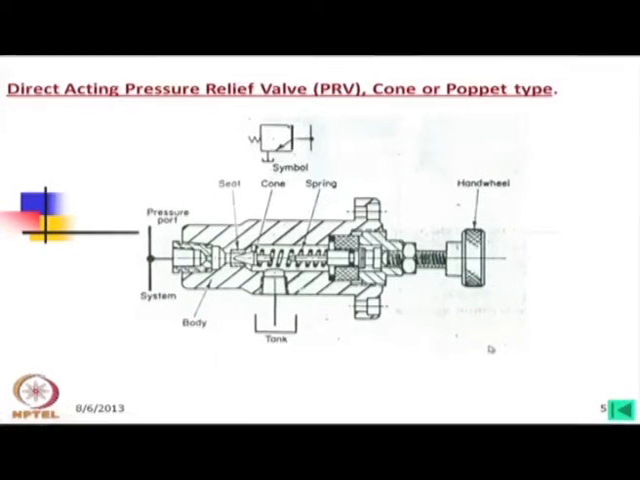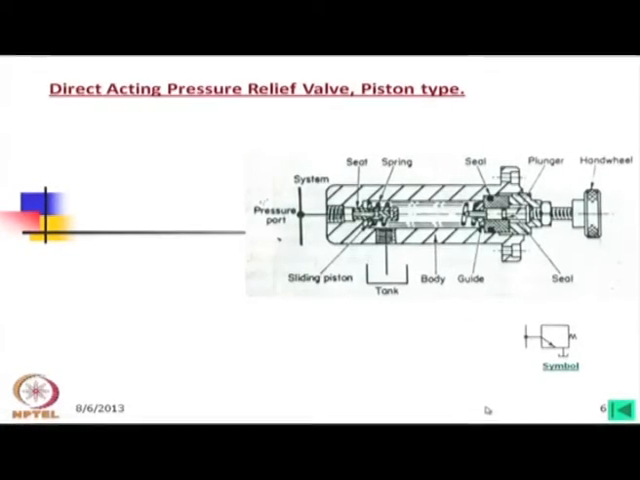This symbol, very often we use this symbol. This may not be the ISO symbol, but it is very common for the relief valve. Even if it is a balance type, by mistake we use this type of symbol. If you study an industrial hydraulic circuit, very often you will find this symbol is used. Now, next one is the direct acting pressure relief valve, piston type.